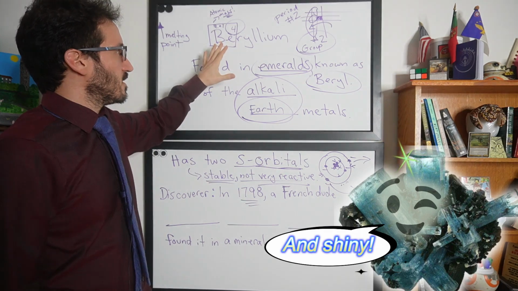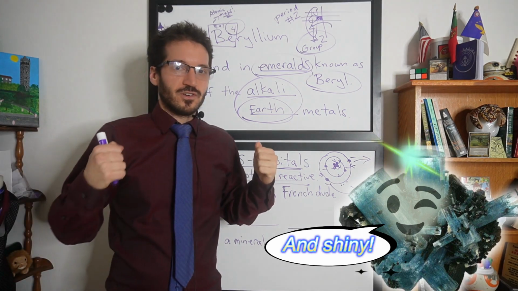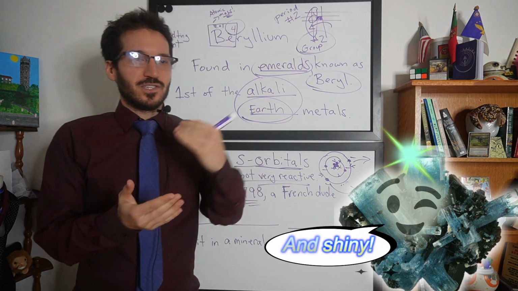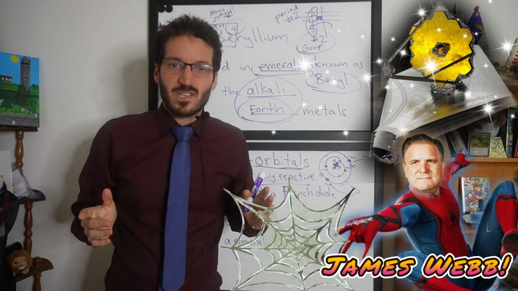So because beryllium here is such a strong, durable material and lightweight, they actually use it as the mirrors for the James Webb Space Telescope.